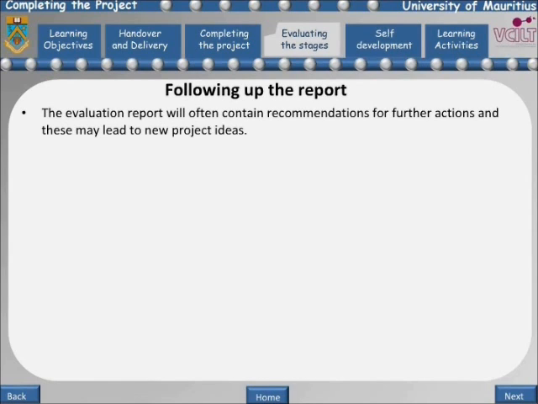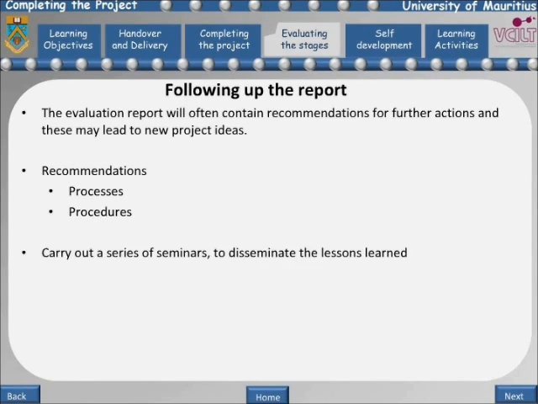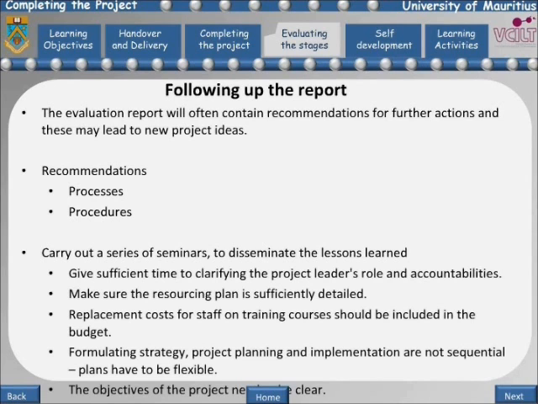The evaluation report will often contain recommendations for further actions, and these may lead to new project ideas. Recommendations may relate to processes and procedures within the organization. The project manager of a staff development project ran a series of seminars for human resources colleagues to disseminate the lessons learned from the project. The key lessons identified are displayed below.